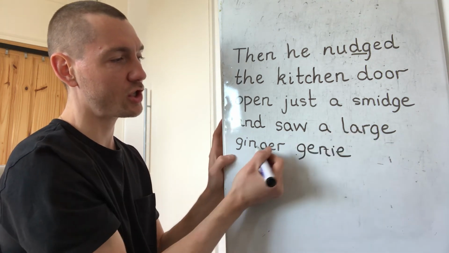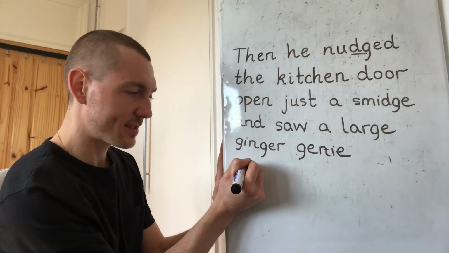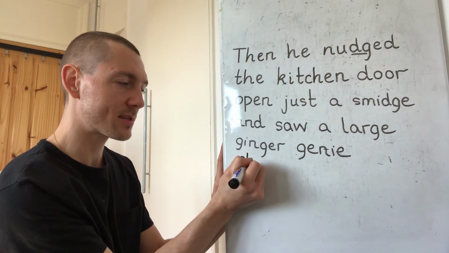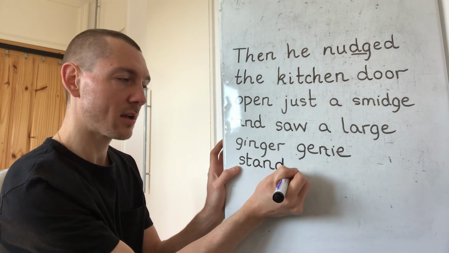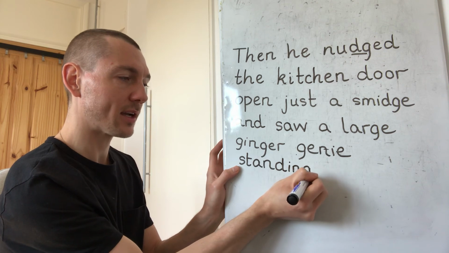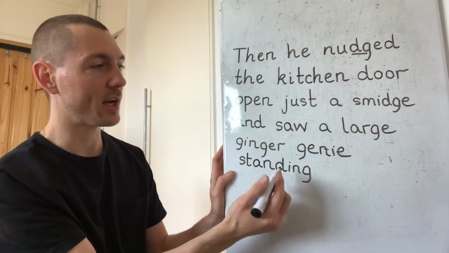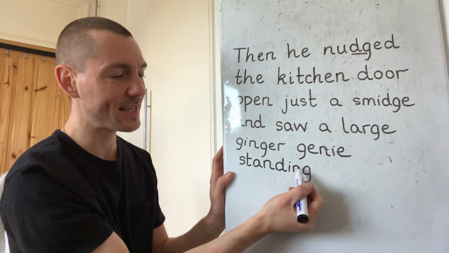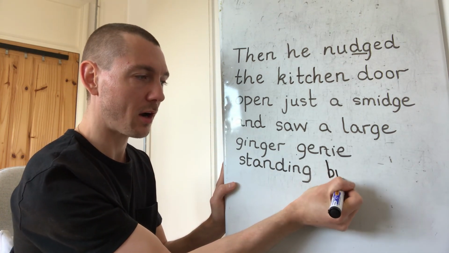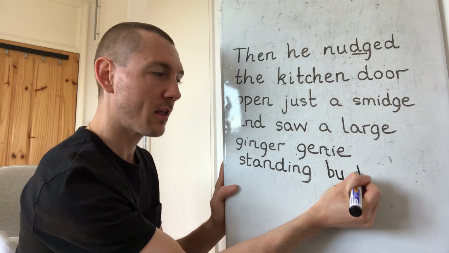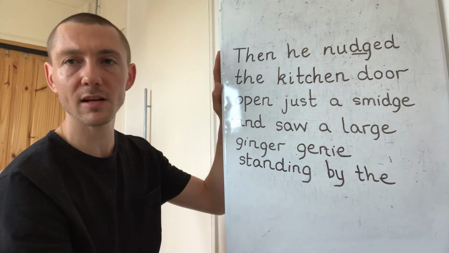And saw a large ginger genie doing what? Standing. Standing. 2 syllables. Stan. Ding. D. I. Ding. Standing. Standing where? Saw a large ginger genie standing by the. 2 words. By. By the.